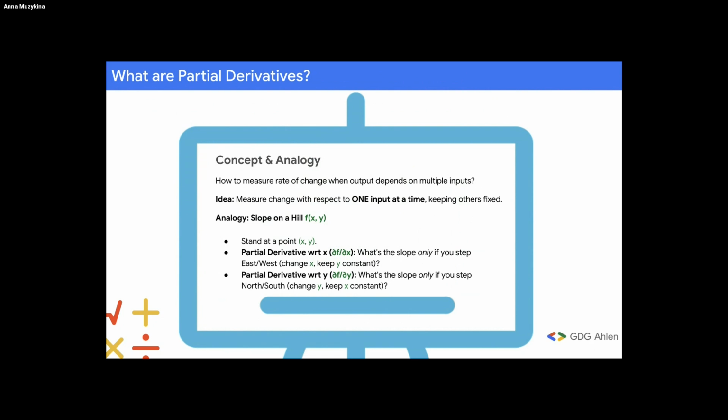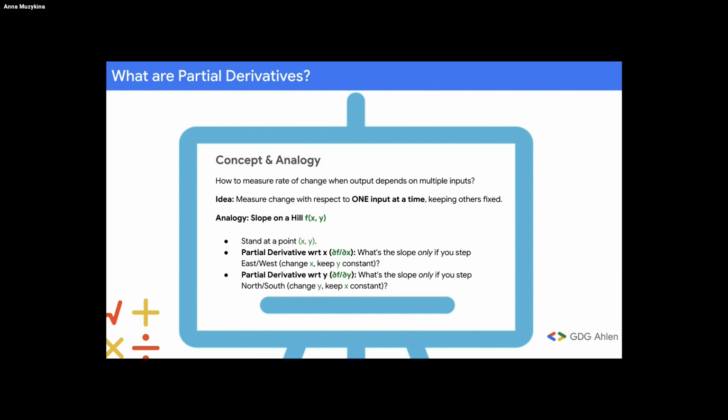You are holding your y coordinate, the north-south position, fixed. And the partial derivative with respect to y: if starting from the same spot, you take a teeny step only in the y direction, say due north, what is the slope of the hill in that specific direction? You are holding your x coordinate, the east-west position, fixed.